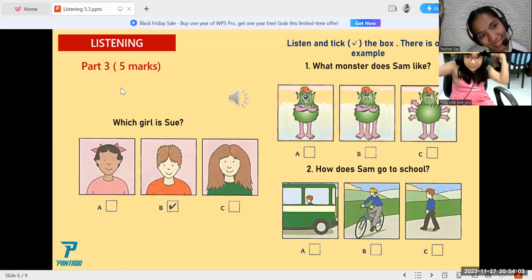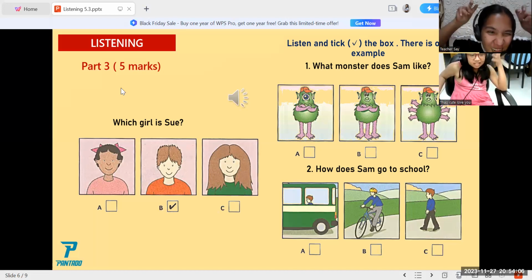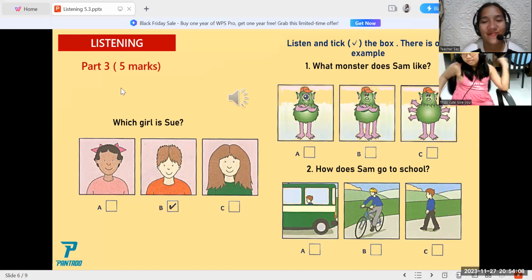Can you see the tick? Now you listen and tick the box.